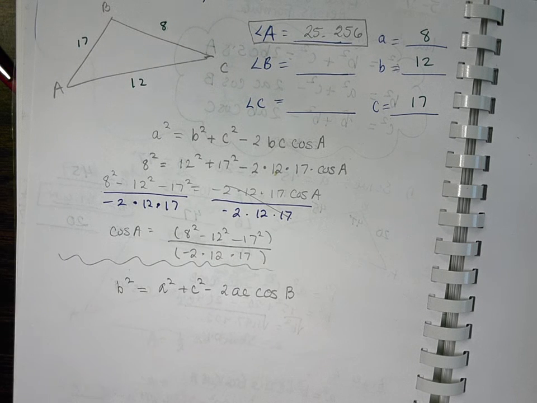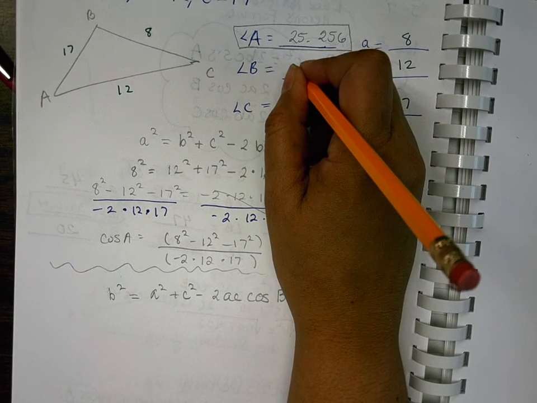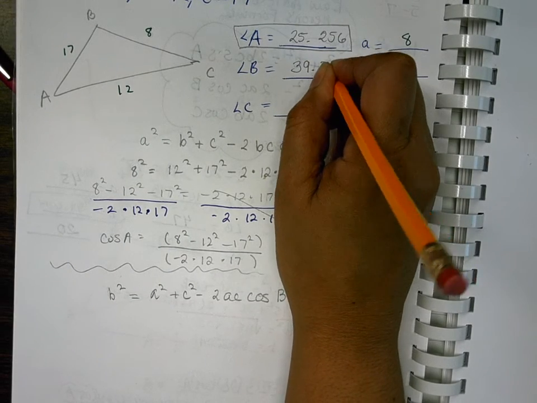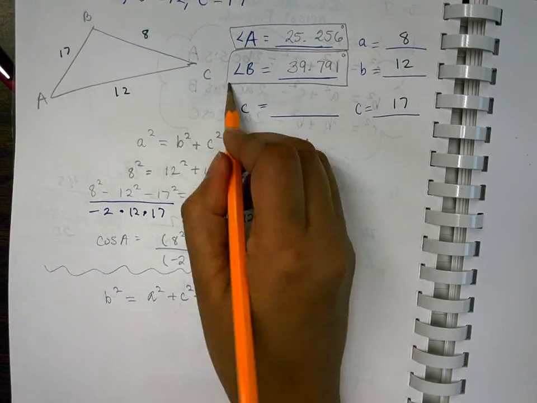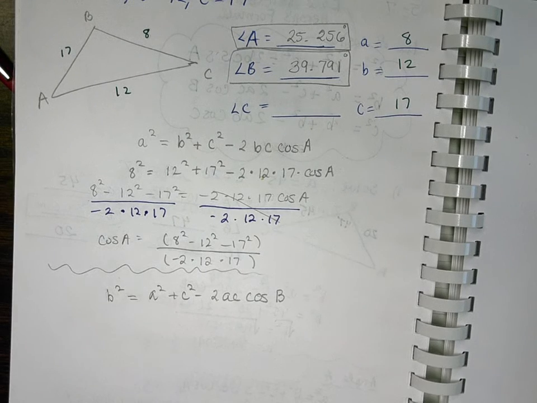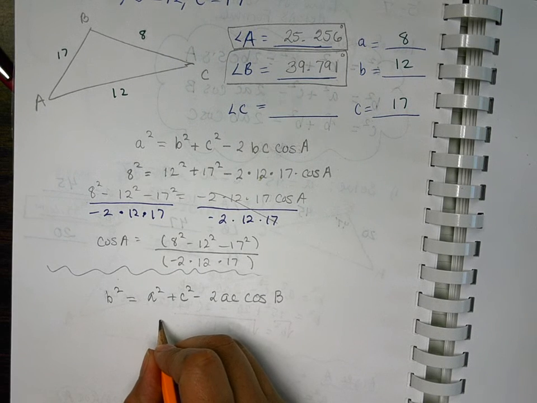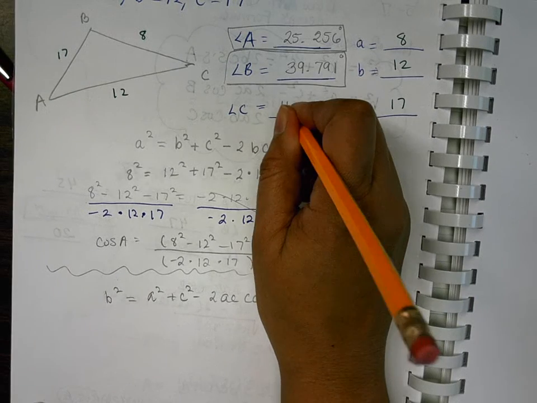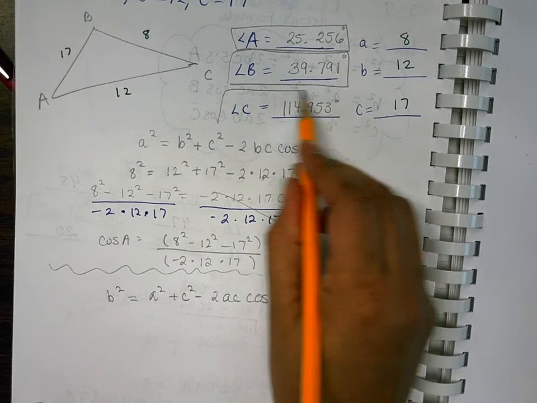Good, good, good. Okay, does anybody have it already plugged in and ready to go? What did you guys get? 791. Anybody else get that? Yes, and then you can use the formula again or add and subtract. What do you get when you add and subtract? 114.953. Any questions?